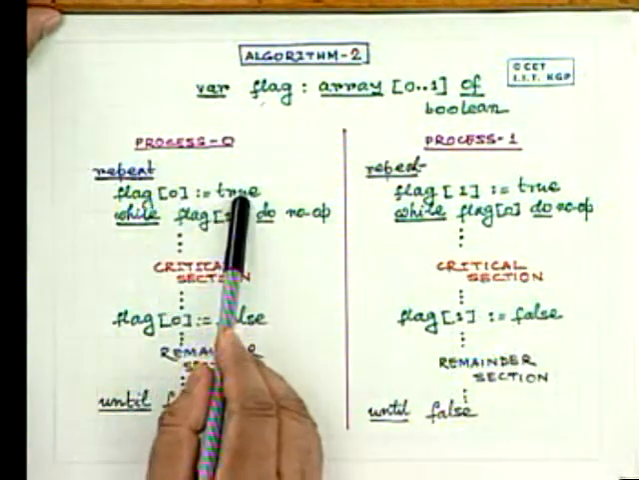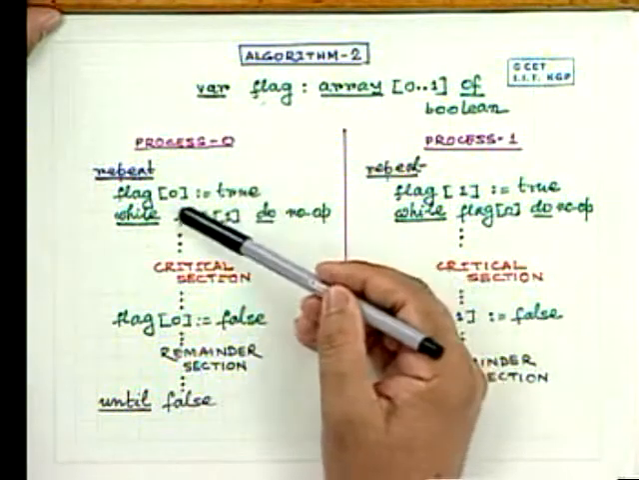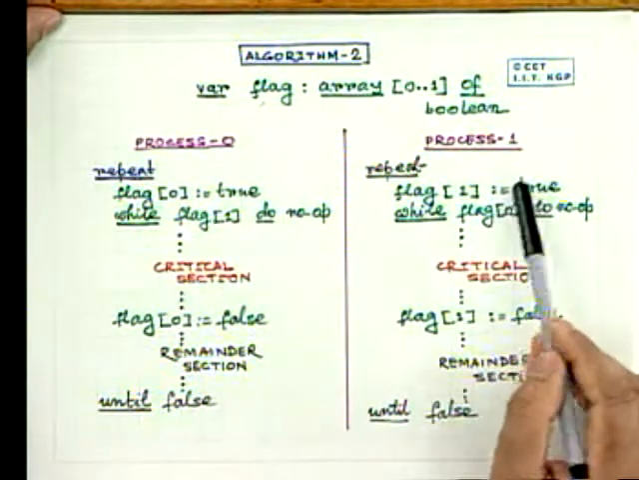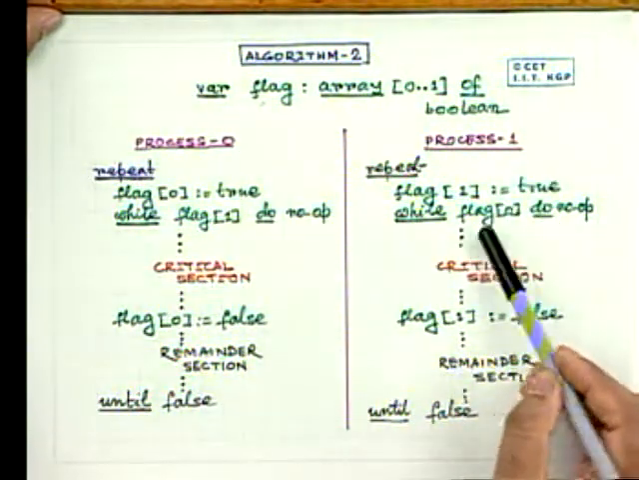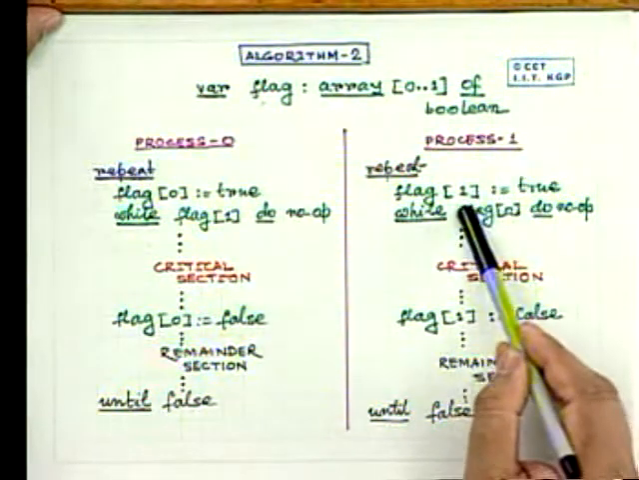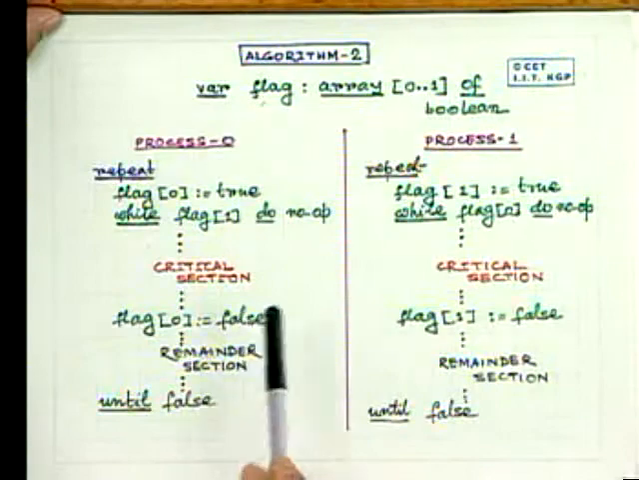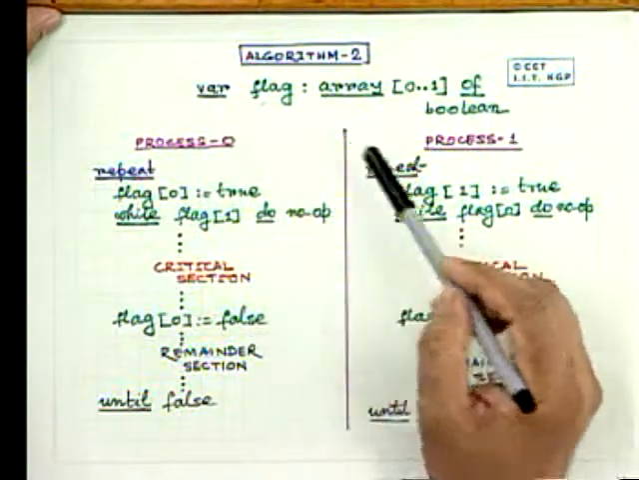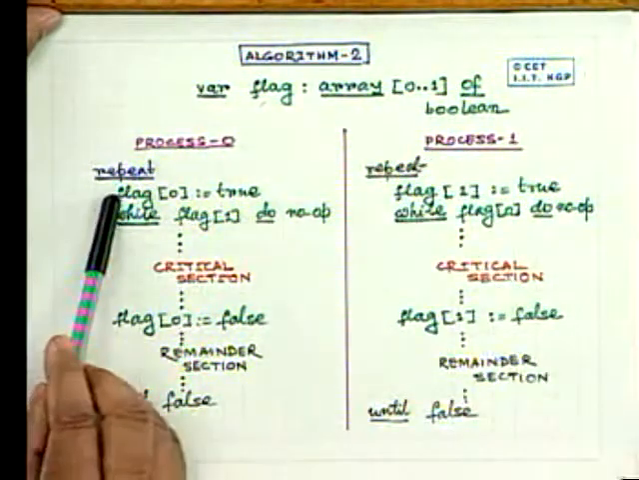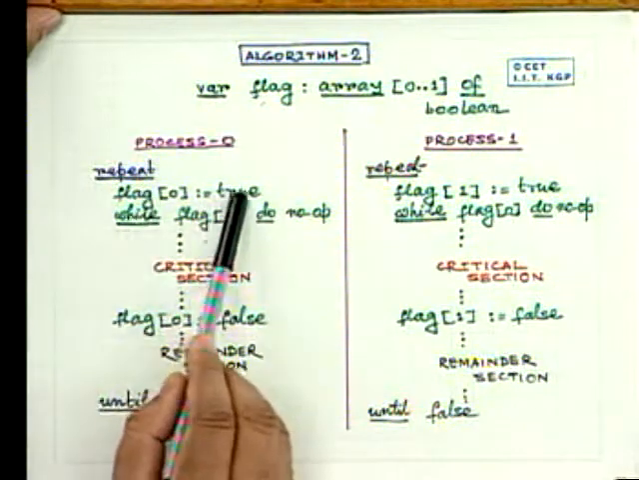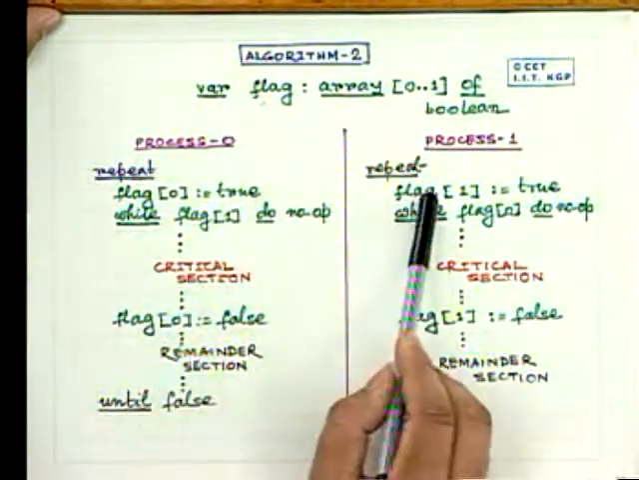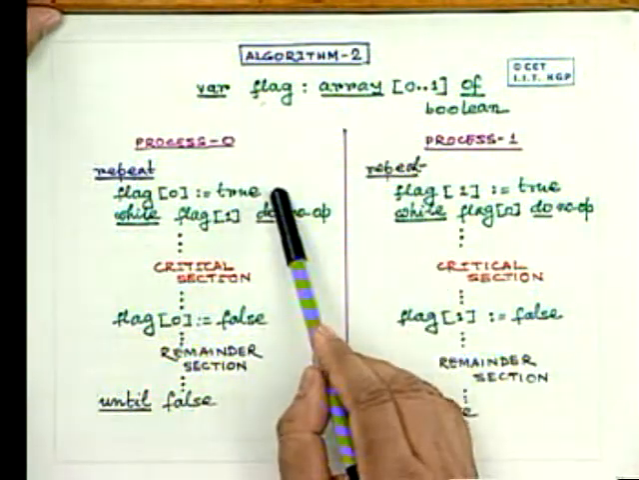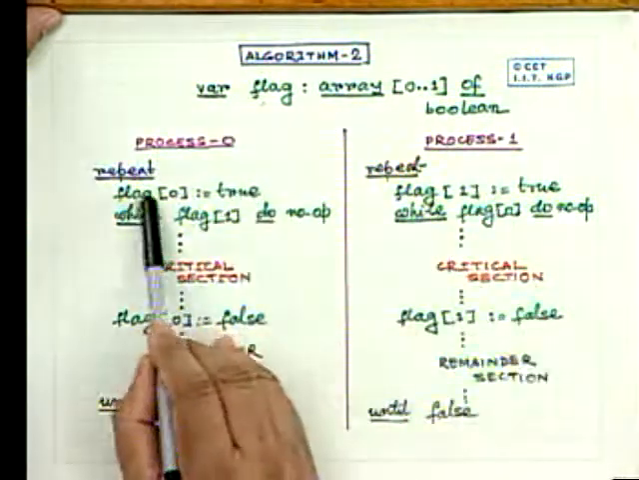Now, if flag 0 is true, it implies that process 0 is ready to enter its critical section and wants to enter its critical section. Similarly, when flag 1 is true, it implies that process 1 is ready to enter its critical section. Say both of them start with false, that means flag 0 equal to false, flag 1 equal to false. Then flag 0 is made true, or flag 1 is made true, even if they are executed almost simultaneously.